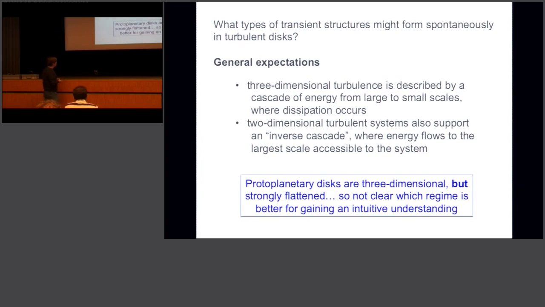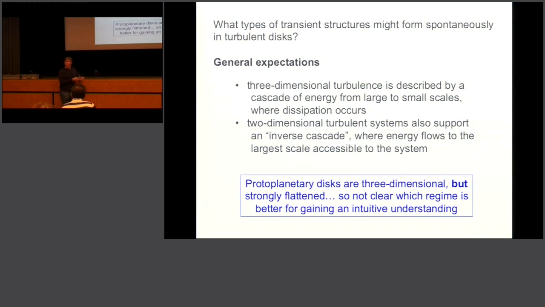Now, if you have two-dimensional turbulent systems, it's quite well known, both theoretically and in the laboratory, that those can exhibit quite different behavior. In particular, two-dimensional turbulent systems can also support a so-called inverse cascade, where structure spontaneously forms on large scales, even if you're stirring the system at intermediate spatial scales. So, which of these systems would apply to disks? Well, here it's obviously not quite so obvious.